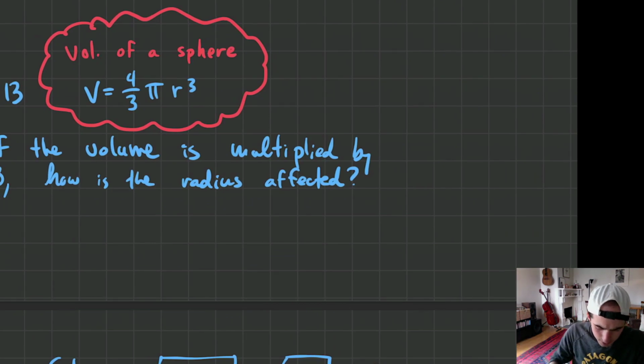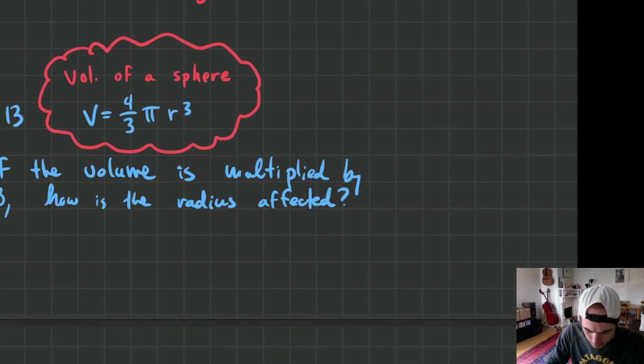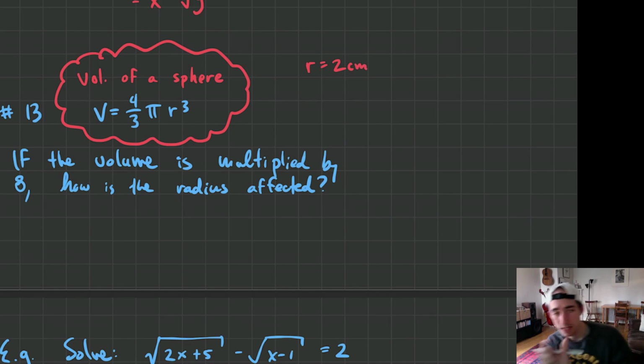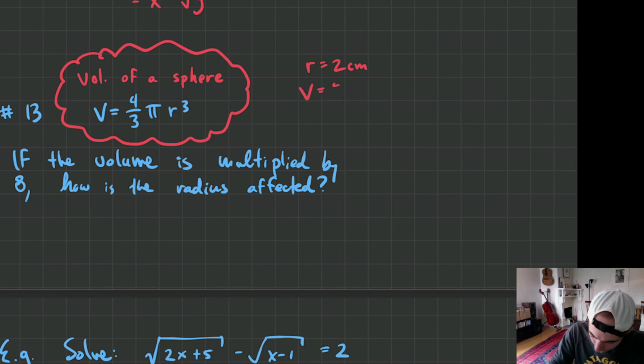So let's just punch in a few values and see what happens. I'm just doing this to warm us up a little bit. So let's say that r is equal to 2. Let's say 2 centimeters. So the radius of a sphere is 2 centimeters. You can calculate the volume by saying that V is equal to 4/3 times pi times r cubed.